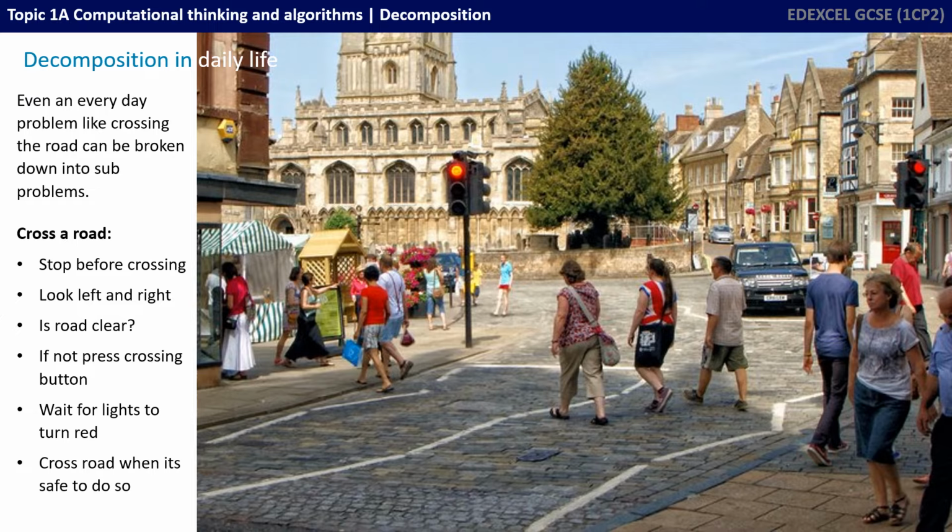If we take this everyday example of crossing a road, then the first thing you're going to do is stop before crossing the road. You're going to look left and right, and if the road is completely clear, you may be able to cross the road without engaging in the pelican crossing at all. However, if there's traffic, you're going to take a different decision, and you're going to press the button and wait for the lights to go red. When the lights have gone red, you're then going to look left and right just to be sure there isn't a car jumping the lights, and then you're going to begin to cross the road. So even the everyday activity of crossing the road can be broken down into smaller sub-problems.